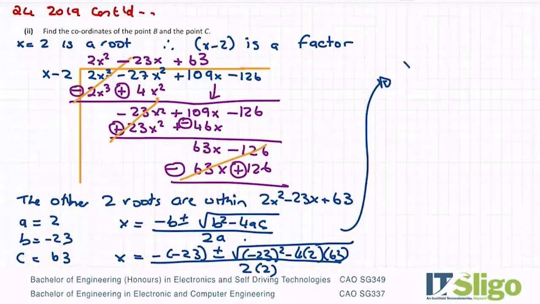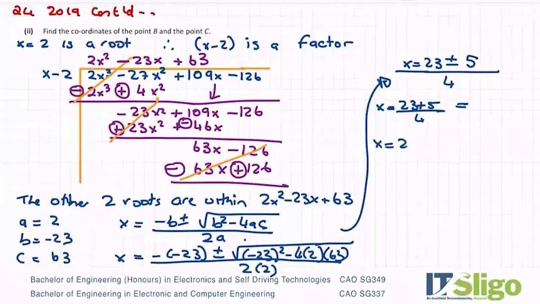Okay, so let's come up and finish it. So x is equal to 23 plus or minus, I'm just putting the square root bit into the calculator, the square root of 23 squared minus 4 bracket 2 bracket 63. So I'm getting 5 for that. All over 2 2s are 4 on the bottom. Split them up. I get x is equal to 23 plus 5 over 4, and x is equal to 23 minus 5 over 4.